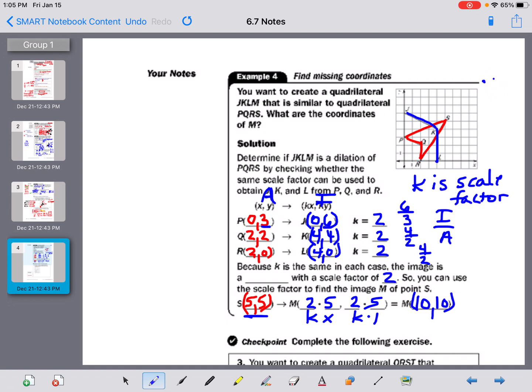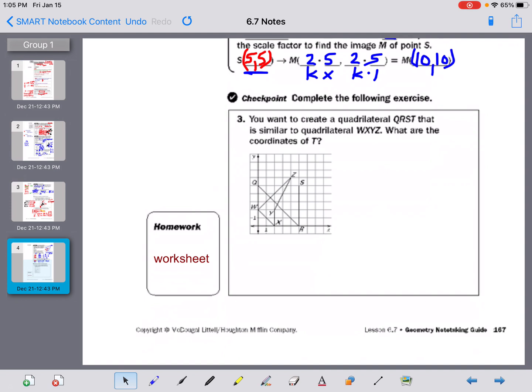It's about right there. If I graph that right there, I have images that are similar, right? It's multiplied by 2. It got farther from my origin. Definitely looks like an enlargement there. All right, so let's try one more of those.